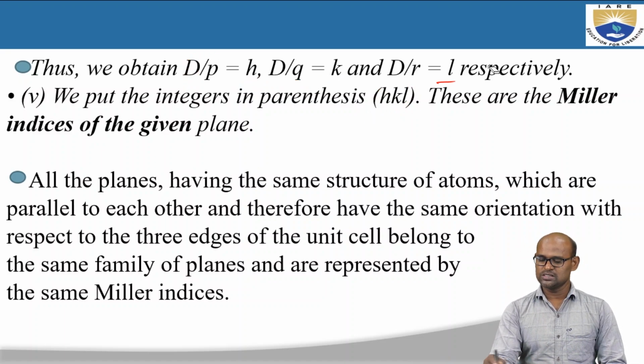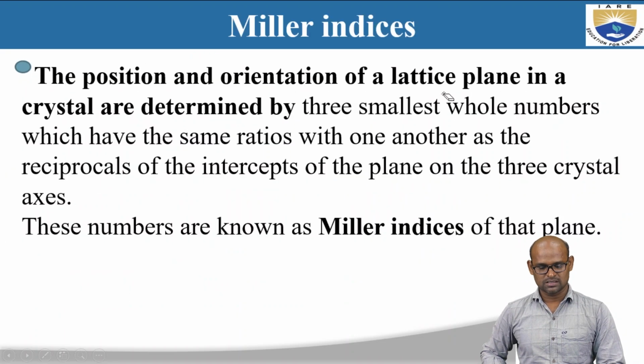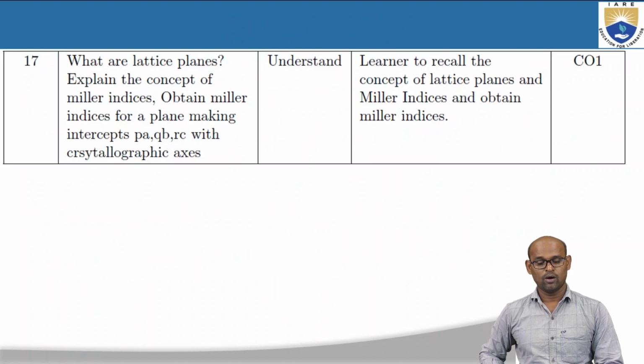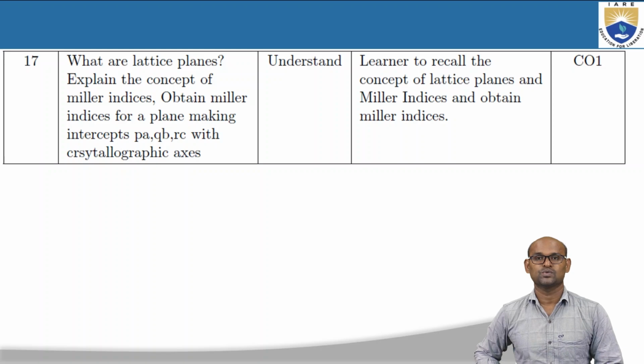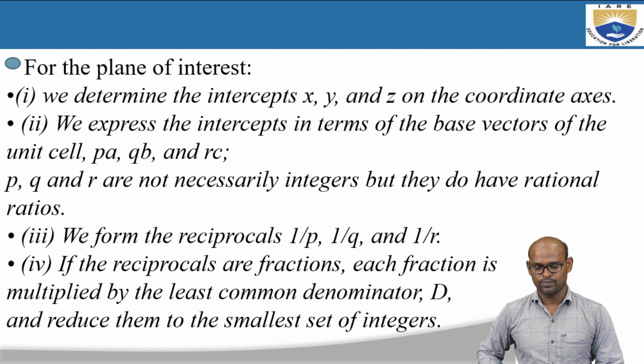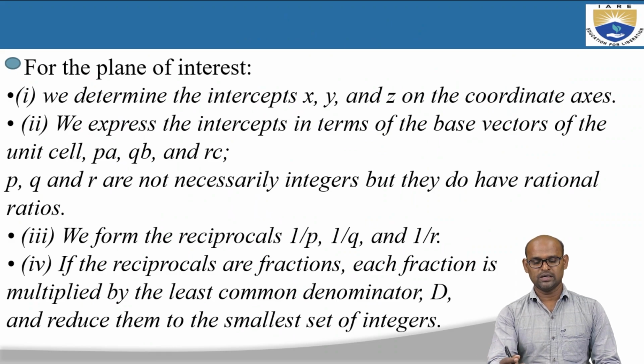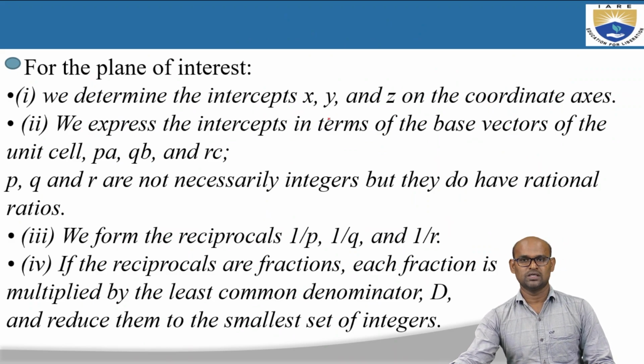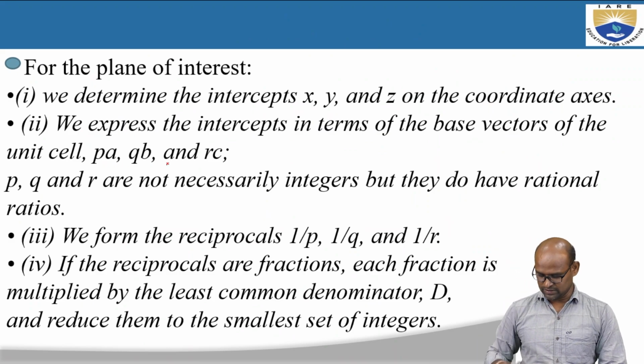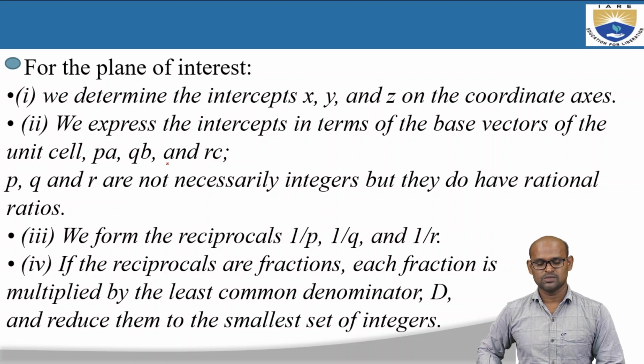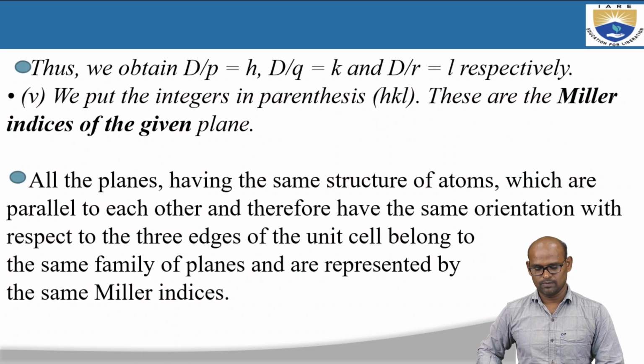Okay, so as they asked, obtain Miller indices for a plane making intercepts pa, qb, rc. So if I take the plane, then I am taking the intercepts and I am finding out these Miller indices with these base vectors pa, qb, rc. Okay, and hkl are the Miller indices.